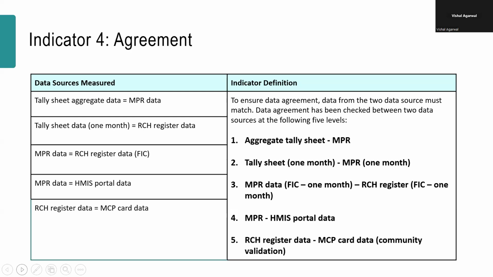The last agreement was between the RCH register data and the Mother and Child Protection card. Here, from the data available in the RCH register, we have taken data of 8 to 10 beneficiaries or children from the RCH registers, whatever vaccination information is mentioned from BCG to measles first dose. We have verified all those vaccination dates at the doorstep of the beneficiary from the Mother and Child Protection card. If that information matches with the RCH register data, it means there is an agreement. Otherwise, there is no agreement between these two sources.